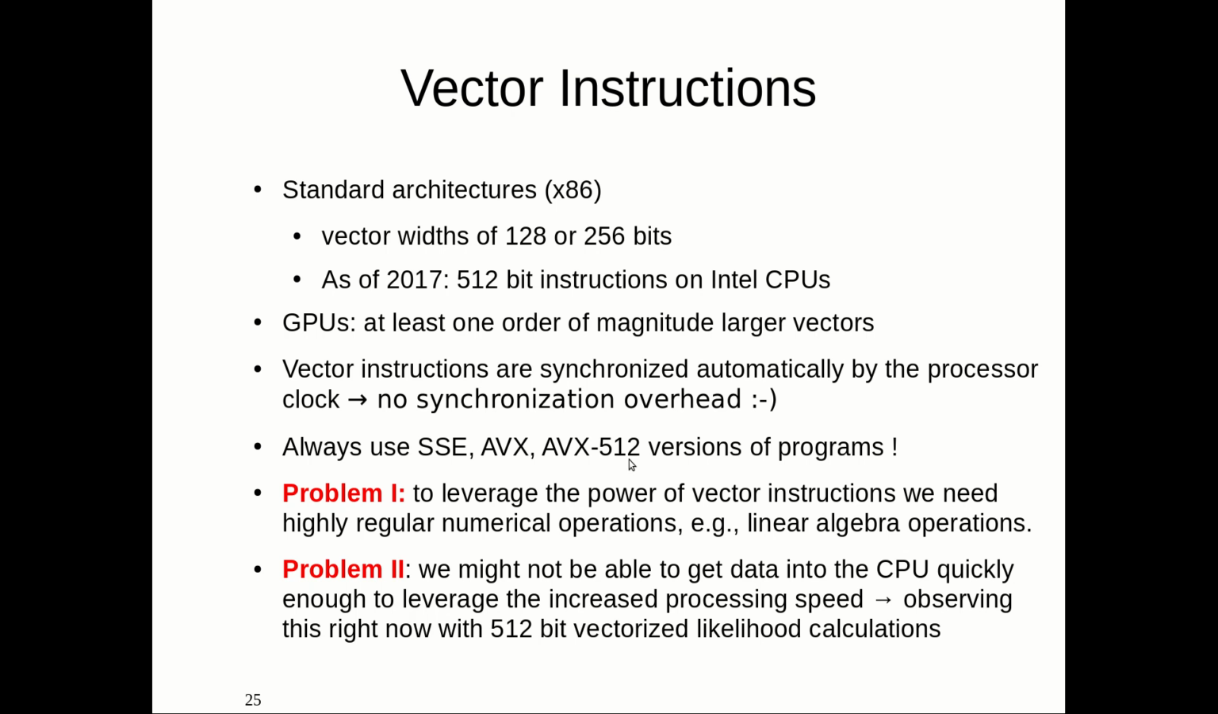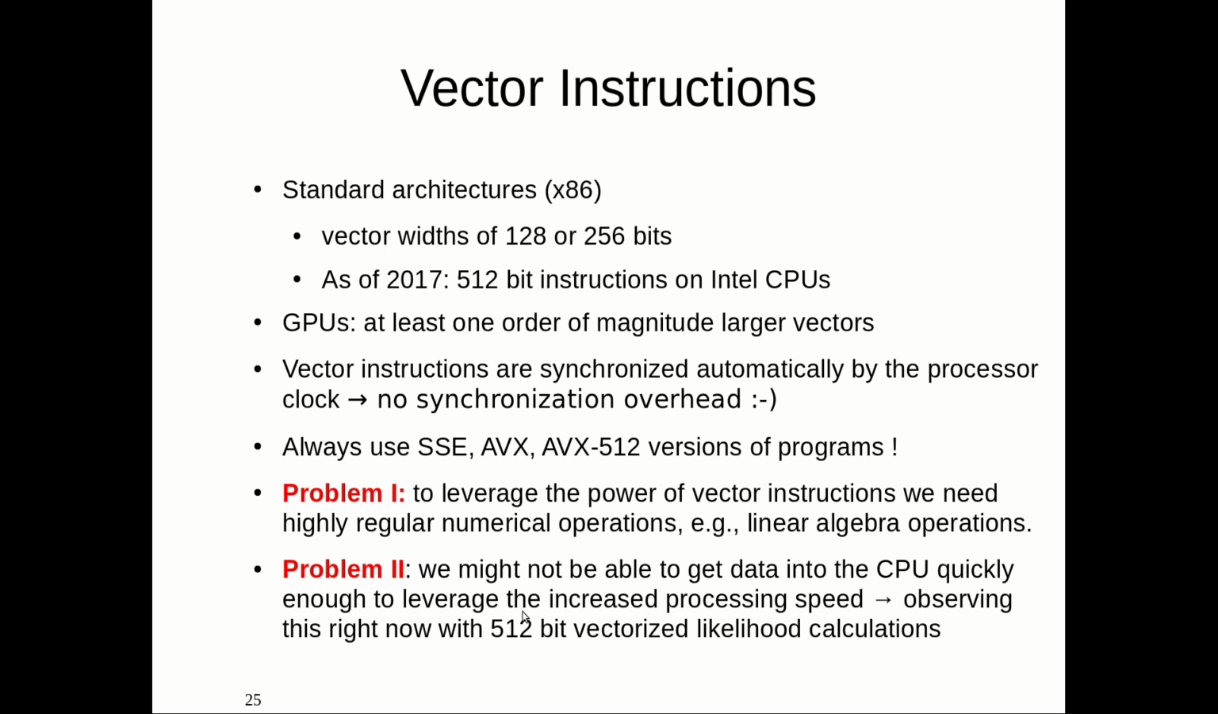So there are some problems with using vector instructions. Problem number one is that to leverage the power of vector instructions, we actually need highly regular numerical operations, meaning that we need to typically do some sort of linear algebra operations or statistical operations on vectors. The problem number two that we've experienced with RaxML is that we might not be able to get the data into the CPU quickly enough to leverage the increased processing speed.